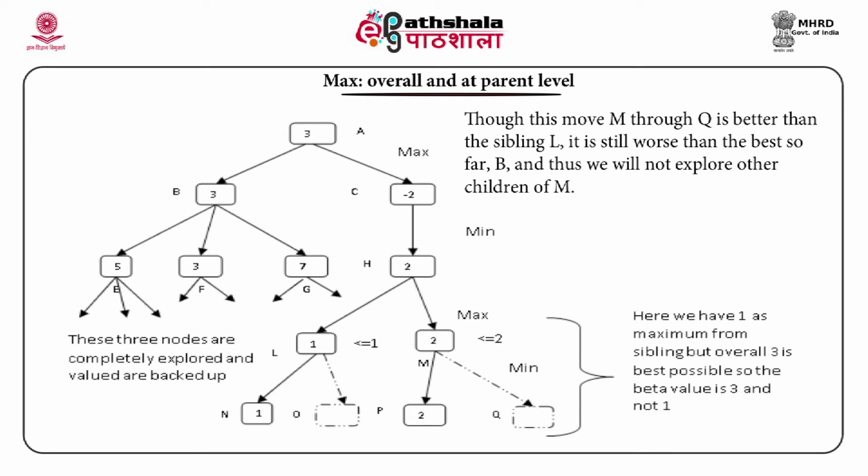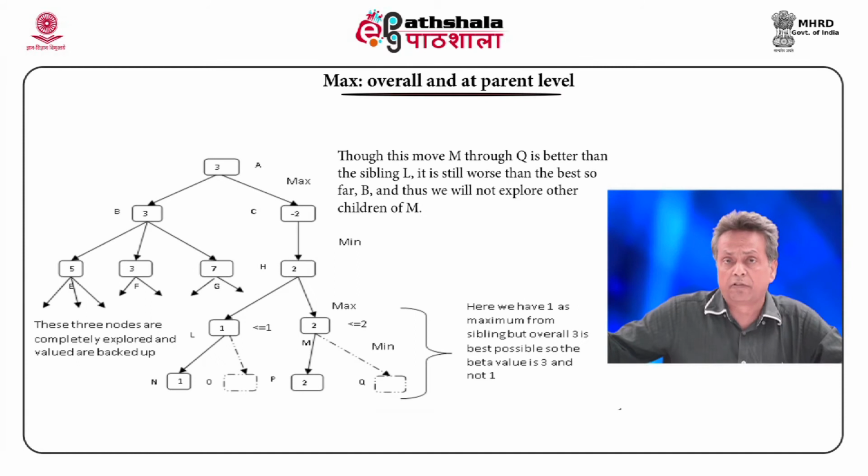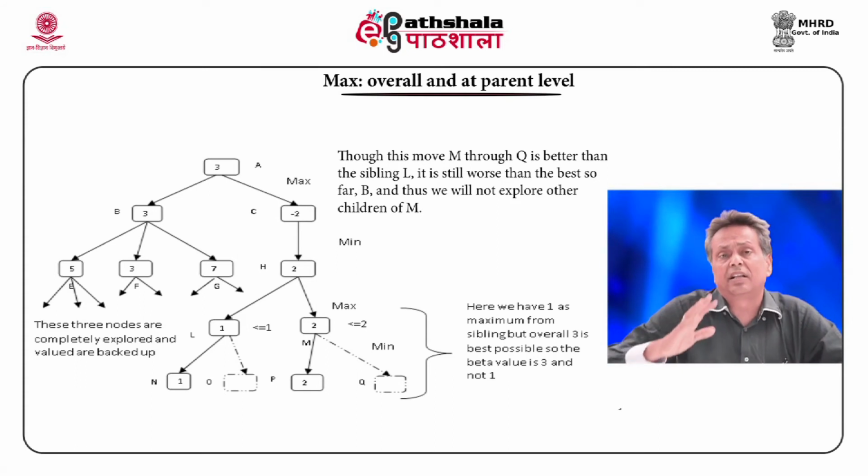In this case, when I am exploring L and M, L will give me 1. So that is the local beta value. I get 1. If I get less than 1 only, then there is a point in exploring the children of M, otherwise not. But I get 2, so there is no point exploring it. If it is -1, there is no point either, because eventually we already have a guarantee from B that we get 3. So if anything less than that is guaranteed by C, we will not play C.